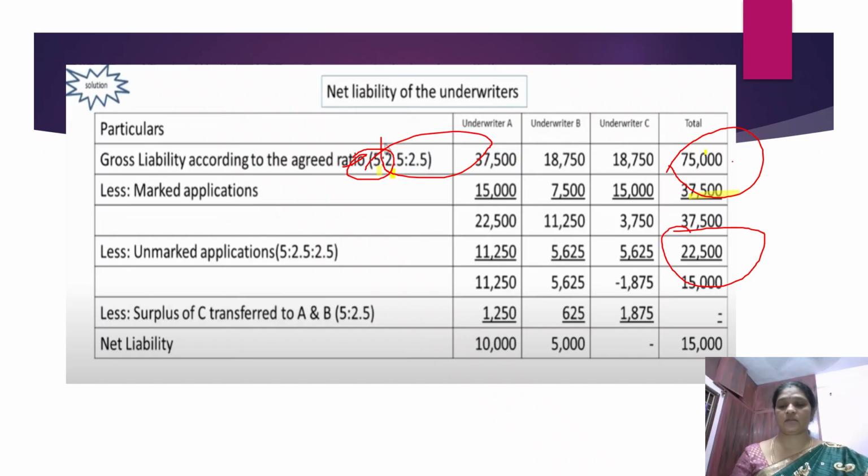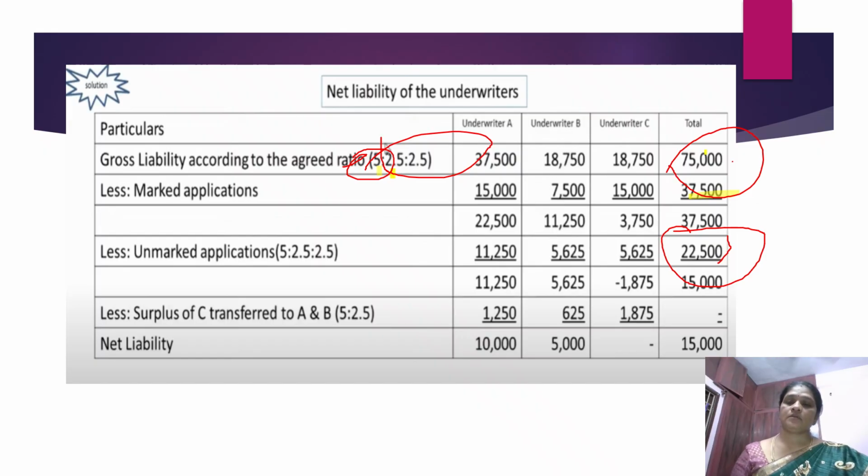So the ratio is calculated according to 50%, 25%, 25% for A, B, C. Again simplify: 50 divided by 100, 25 divided by 100, and again 25 divided by 100. So 5 is to 2.5 is to 2.5, that is 5 divided by 10, 2.5 divided by 10, 2.5 divided by 10. This 22,500 is divided according to the ratios given in the problem, and you get the answer 11,250, 5,625, 5,625, total 22,500.